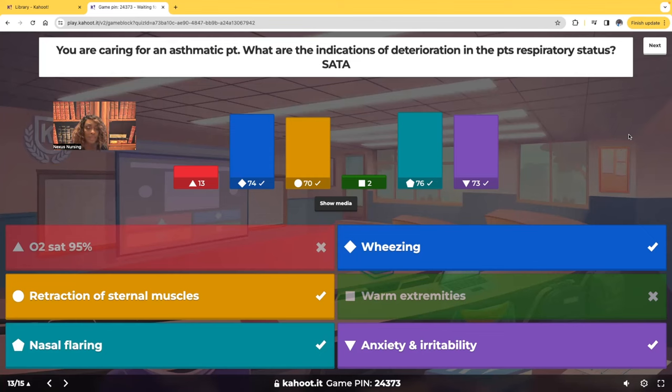But O2 sat 95%, that's normal. And you see warm extremities. What do you think your extremities are supposed to feel like? They're supposed to feel warm. First of all, we're talking about respirations and not circulation. Warm extremities has to do with circulation. But let's talk about circulation for a minute. We want the extremities to be warm. What do you think causes extremities to be warm? Blood flow. If the patient's not getting blood flow to the extremity, instead of being warm, the extremity is going to be what? Cool or cold. That is bad. That means oxygen, which is being carried in the blood, is not being delivered to the tissues. So warm extremities, that's normal.